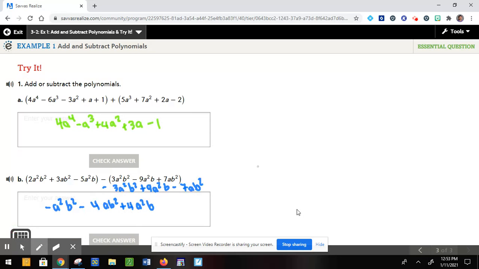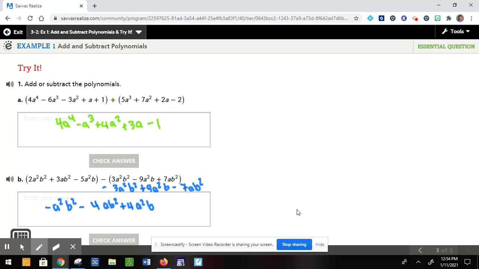So we look at the answers here for part A. I'm not showing any work. I just added them together. The ones that go together, again, just combining like terms. There was nothing that went with the degree 4 term. Everything else had a match that I added together.